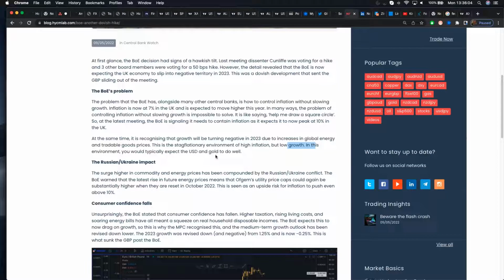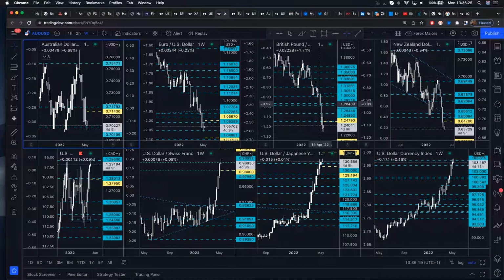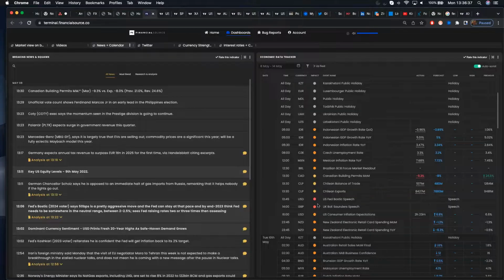So in that environment, you typically expect the US dollar and gold to do well. So that's what's helping the dollar at the moment, post the FOMC. And that's what medium term should help gold. But the main factor for us to realize here is that the pound has been selling off strongly after that dovish hike. Now, you can see the selling in the pound last week, and that's also amplified by the dollar buying.